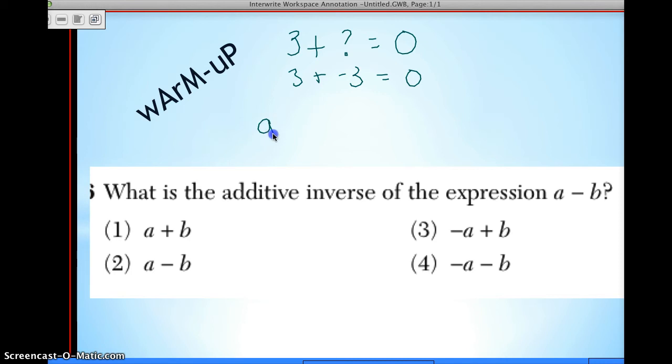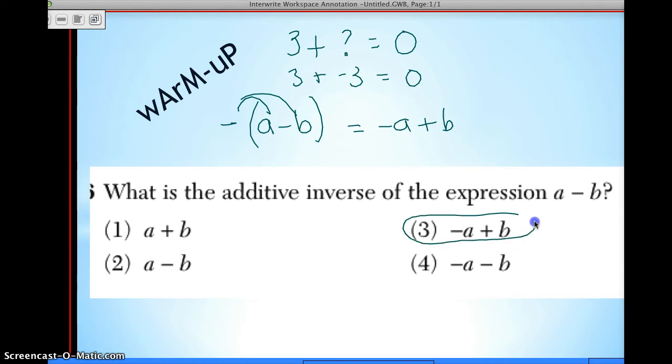So if they're giving you a minus b, that means you have to negate the whole thing. And this one's a little bit tricky because it's not a monomial, it's a binomial. So really you're negating both, which means that the a is going to go negative because it was positive, and the b is going to go positive because it was negative. Therefore, it's negative a plus b, which is tricky, so be careful with that.